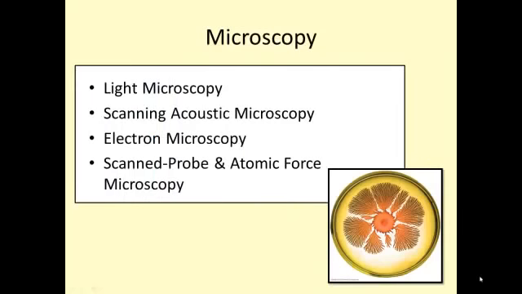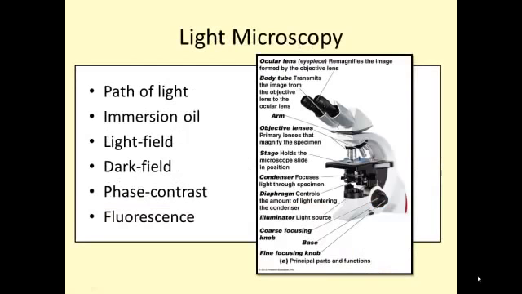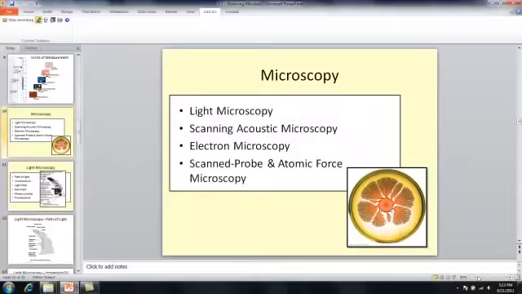Now on to microscopy. We're going to be discussing light microscopy, scanning acoustic microscopy, electron microscopy, scanned probe, and atomic force microscopy. Under the section of light microscopy, we're going to be discussing the path of light, why we use immersion oil, and how to recognize micrographs that have been taken with bright-field, dark-field, phase contrast, and fluorescent microscopes. Also, as you know from lab, you're going to need to know the parts of the microscope, so this picture off to the side that's been labeled would be of use to you, I'm sure.